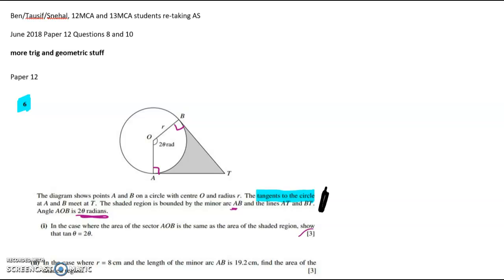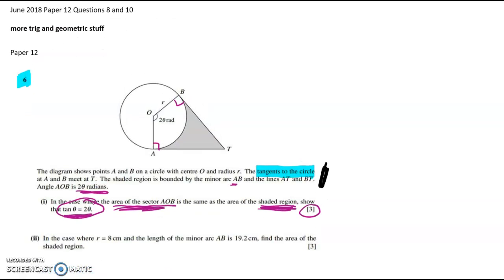First we have to show for 3 marks, which means it's not that bad. In the case where the area of the sector AOB is the same as the area of the shaded region, we have to show that tan theta is equal to 2 theta. So the strategy here is to work out the area of the sector, work out the area of the shaded region, and then equate them and end up showing that this is the case.